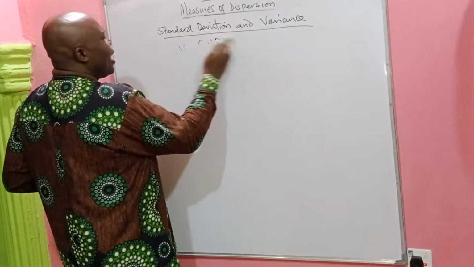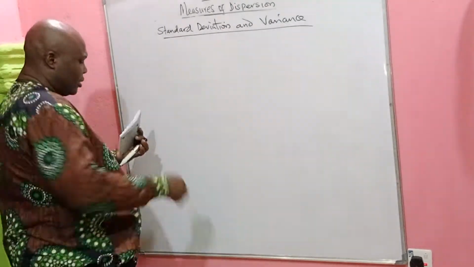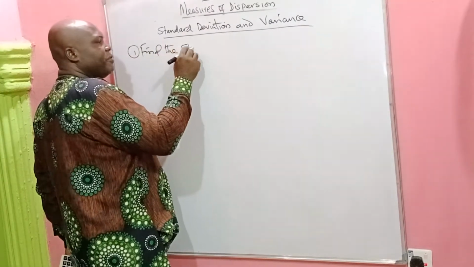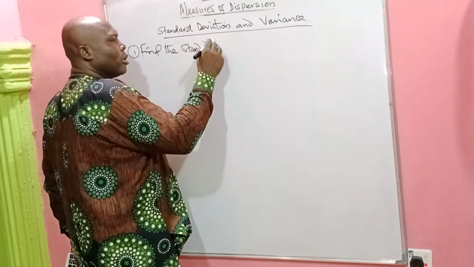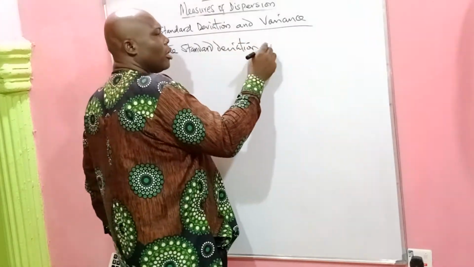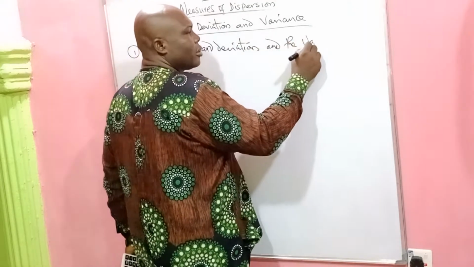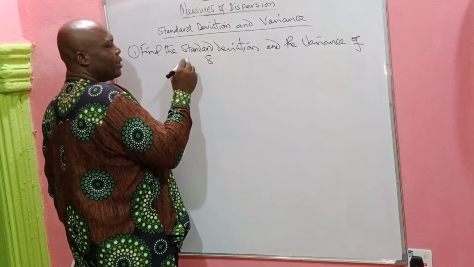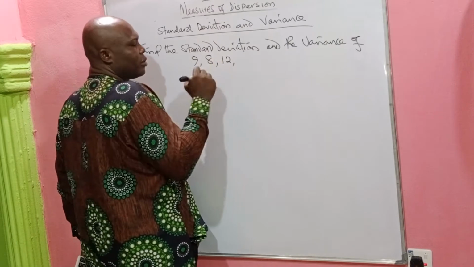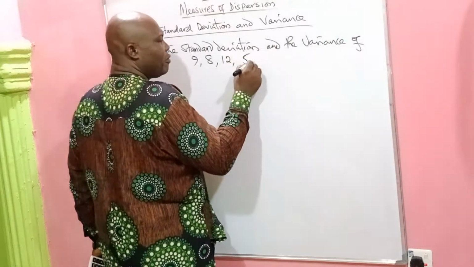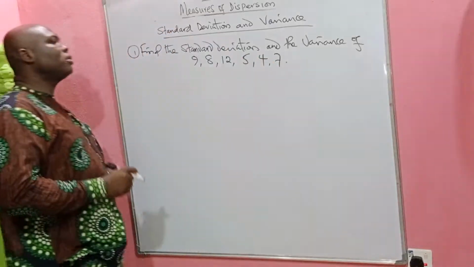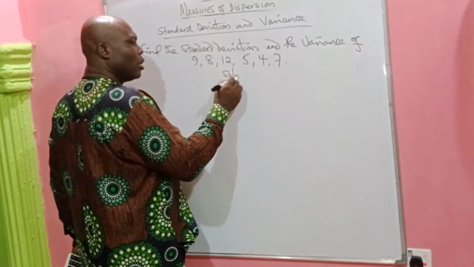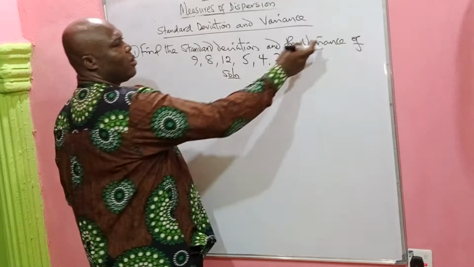Assuming we've been asked to find the standard deviation and the variance of 9, 8, 12, 5, 4, 7. So we want to find the standard deviation and the variance of this. Solution: we can always begin with the variance.